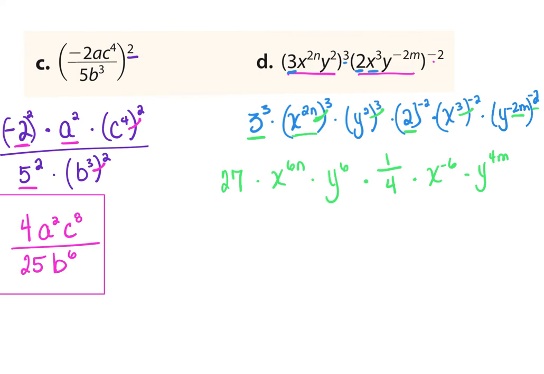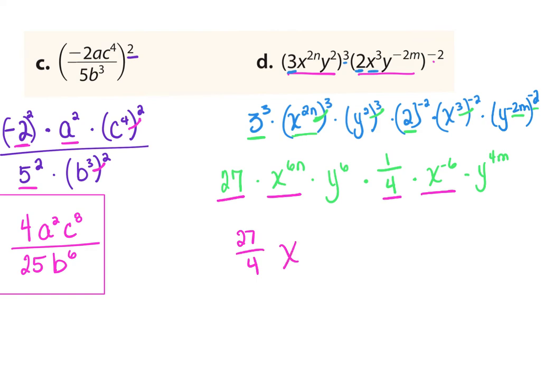So my final step here is to combine all of my goodies that I have. I have a 27 times a 1/4. That is 27 over 4, and it does not reduce. I'm going to leave it alone. All right, 27 over 4, I'm just going to leave it. If it had been over 3, I would have made it a 9, but it's 27 over 4, it does not reduce. I'm going to look at my x's. Now this says I need to add 6n plus negative 6.